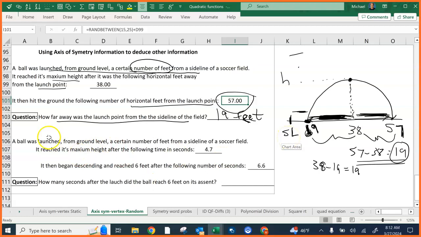All right, so it looks like there's two questions. I guess you guys can do the second question. We've done the first. Well, you can do both of them. Anyway, that's how you figure it out. So 19 feet away. Why? Again, because the distance from here to here we know is 19, so the distance from here to here has to be 19. So we take 38 and subtract 19 to get 19 right here, and then that's the launch point. I guess the sideline would be the 0, right?